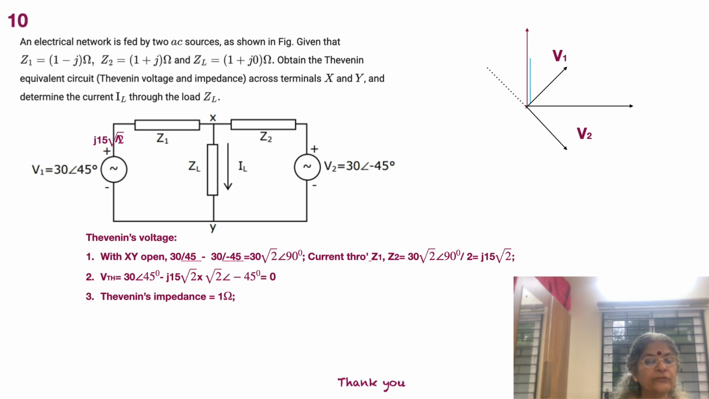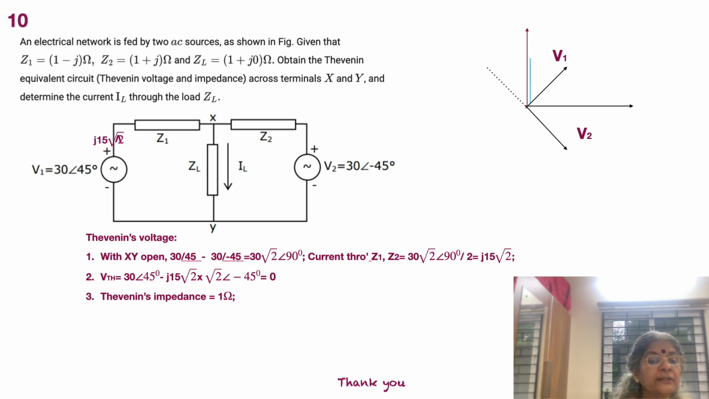Z2 is equal to 1 plus j ohm. So if Z1 and Z2 are going to come in series, then it's going to be 1 minus j plus 1 plus j, which is equal to 2. Okay, so that may be good. And Z is equal to 1 plus j0, which means that it's a pure resistor equal to 1.